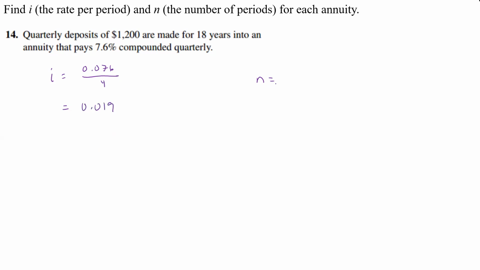Now, what about N? Well, N is going to be for 18 years, so we're doing it quarterly. So that's going to be 4 times 18. And if we do that, that's going to be 72 periods. Okay. And so we just take the quarterly, which is 4 per year, and we get 72 periods.